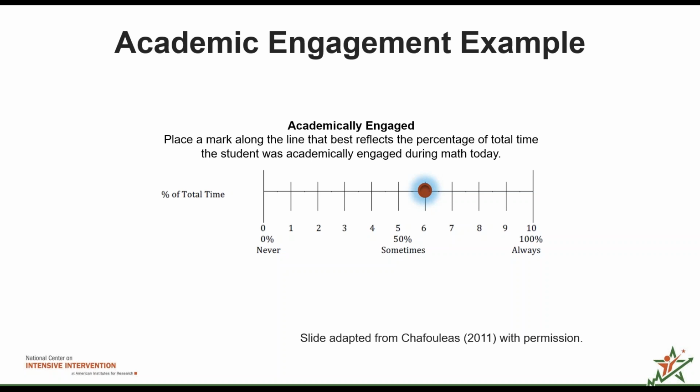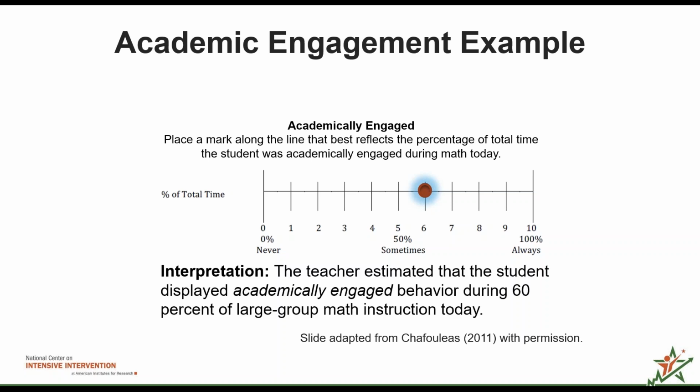So you see here, this is the academic engagement scale. We're just asking the teacher to provide an estimate of the proportion of time that the student was academically engaged. So in this example, they were academically engaged 60% of the time during large group math instruction for that observation period. So again, you can kind of see how it works to combine the benefits of systematic direct observation and the efficiency of a rating scale.